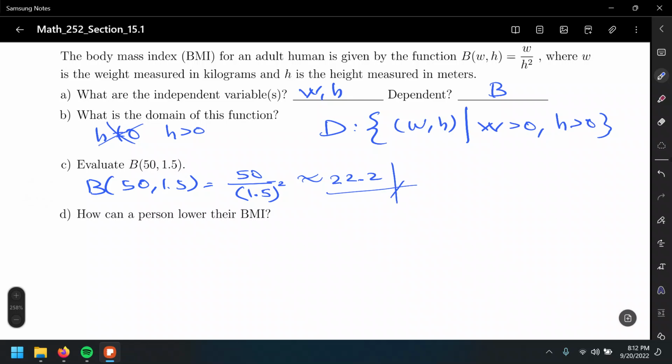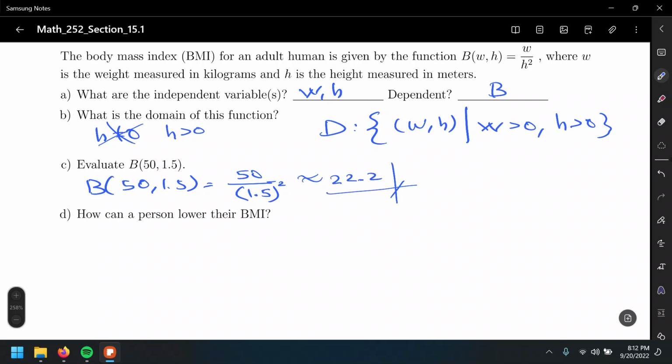The question here: how can a person lower their BMI? All right, so think of the variables. How can B be a smaller number? Number one possibility is making H really big, because when we divide by a larger number, we get a smaller number as a result. And the other possibility is to make sure that W is a smaller number.